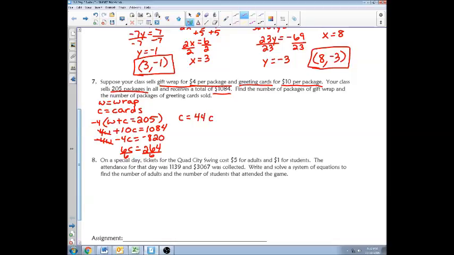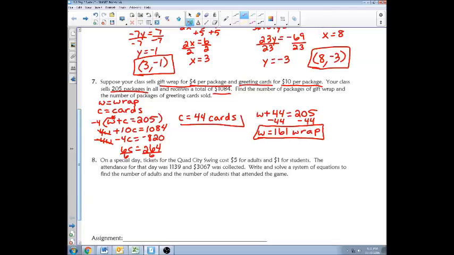So I have 44 greeting cards, right? Now that I know how many greeting cards I have, I can plug it back into our W plus C equals 205 to find out how many packages of gift wrap I sold. So it would be W plus the 44 cards equals 205 total minus the 44. So the packages of gift wrap I had were 161. I'm just going to put wrap. And those are our answers.